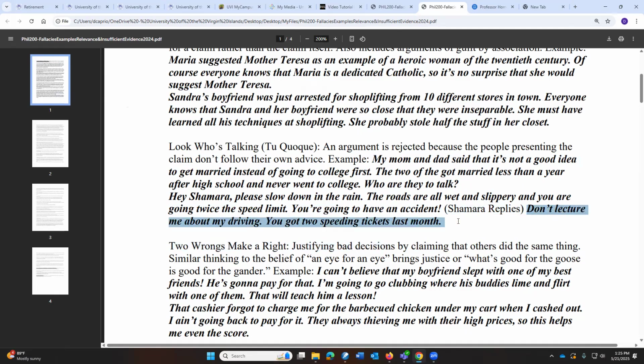Okay, well, just because the person got 2 speeding tickets doesn't mean that their advice about slowing down in the rain isn't good advice, right? Quite often, sometimes people don't follow their own advice, even though it's good. Like you might run into somebody who's a smoker and they might have the cigarette in their mouth, or they're coughing, and say, don't smoke, it's not good for your health. Even though they're a smoker and in bad health, doesn't mean their advice about not smoking isn't good advice.